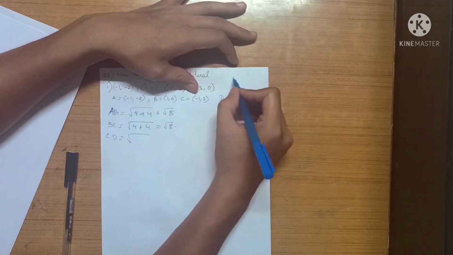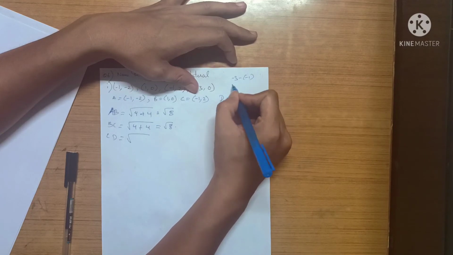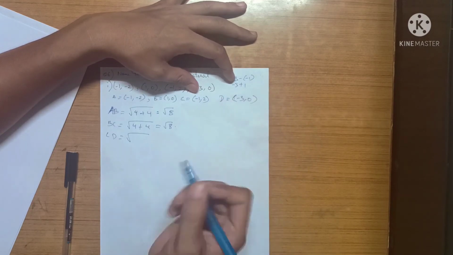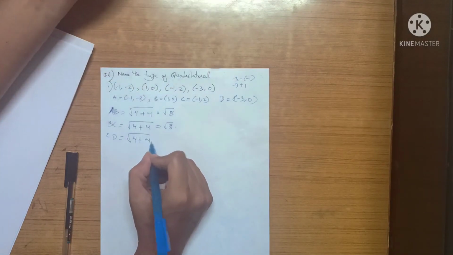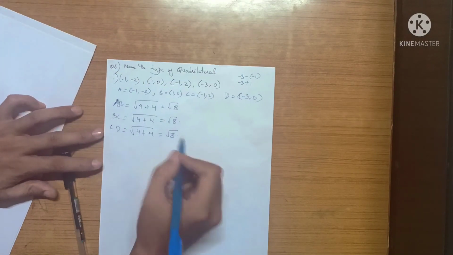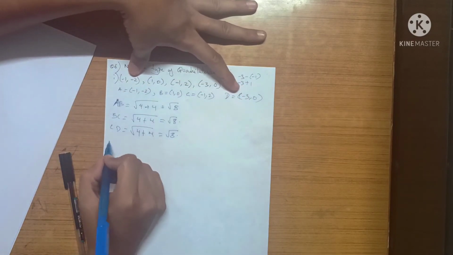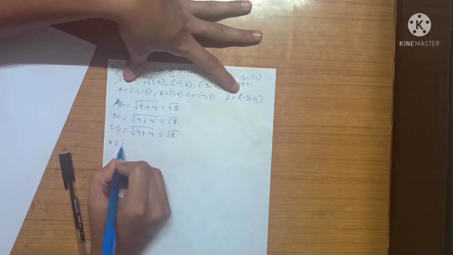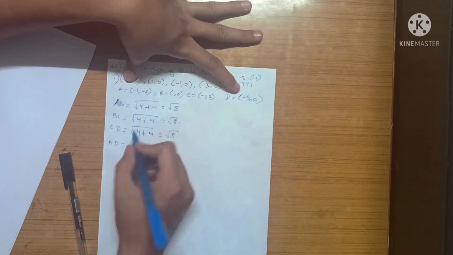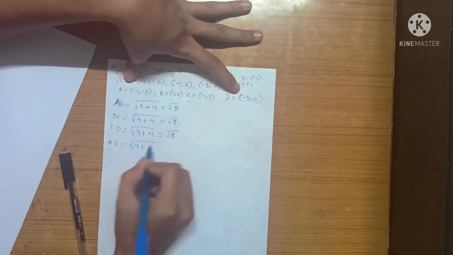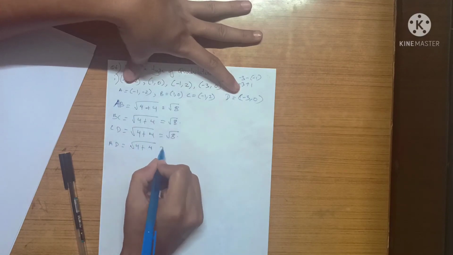Next CD: minus 3 minus minus 1, so minus 3 plus 1 is minus 2, minus 2 squared is 4, plus 2 minus 0 is 2, so 2 squared is 4. So root 8. I think it's going to be a square. So AD: minus 3 minus minus 1 will become minus 2. Minus 2 squared is 4. 0 minus 2 is minus 2, squared is 4 again. So root 8.